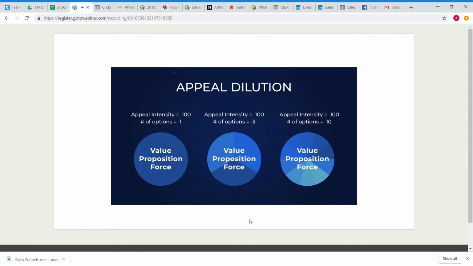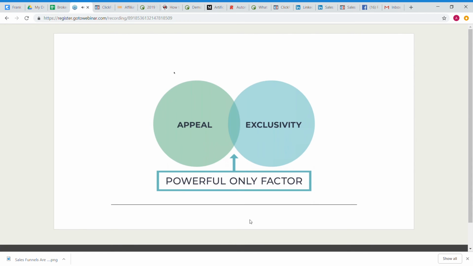Go back to this. If Anthony was able to produce tangible results, but thousands of other people could deliver the same results, then what would happen? They'd leave Anthony. They'd leave you. Why? Because the appeal intensity goes down when the number of options go up. It's no longer as valuable. The force of your value proposition lies in the fact that it has both a high degree of appeal, they want it in a high interest way, and a nowhere but you exclusivity.